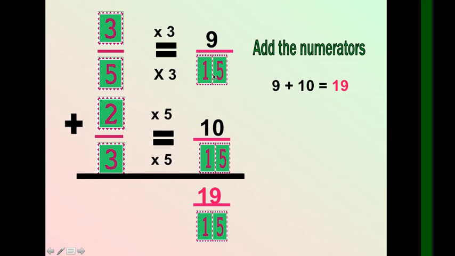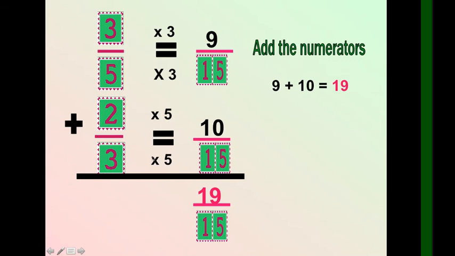So, maglalagay ka ng 15 as a denominator. Paano mo makukuha ang 15 if you have a denominator of 5? Multiply 5 by 3. So, we have 15. Kung anong ginawa mo sa denominator, maglalagay ka rin ng times 3 sa numerator. So, 3 times 3 is 9. Dito naman sa second one, paano mo makukuha ang 15 kung meron kang denominator na 3?